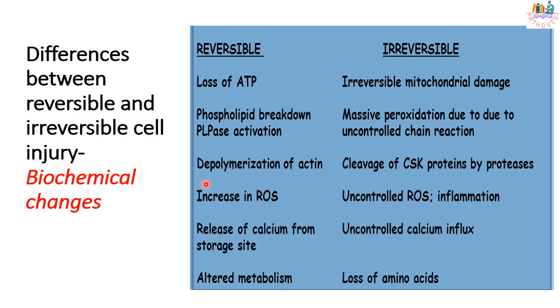In reversible cell injury, depolymerization of actin occurs, whereas in irreversible, cleavage of CSK proteins by proteases occurs. In reversible cell injury, increased reactive oxygen species occur, as against irreversible cell injury where uncontrolled reactive oxygen species generation accompanied by inflammatory response is seen. In reversible cell injury, release of calcium from storage sites occurs, whereas in irreversible cell injury, because of membrane damage, there is uncontrolled calcium influx. In reversible cell injury, there is just altered metabolism, whereas in irreversible cell injury, there is loss of amino acids.